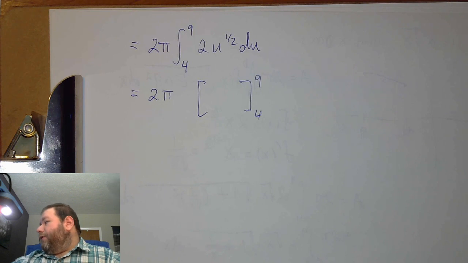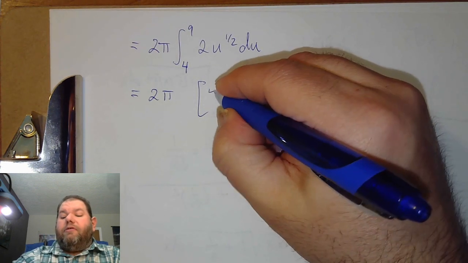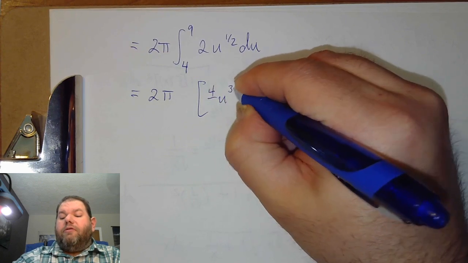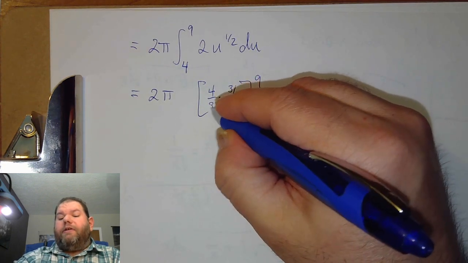Four u to the 3/2? Close. Very close. No, it's definitely u to the 3/2, and there's definitely a 4 there, but there's one other thing in the denominator. Four thirds. Yeah.